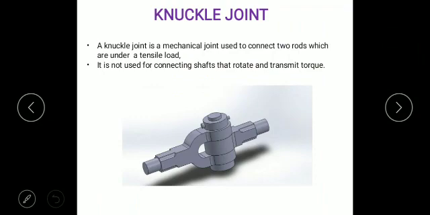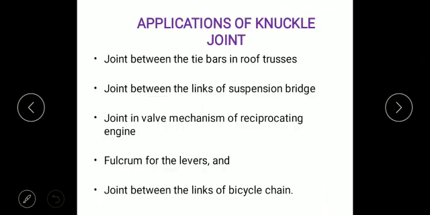Knuckle joint is a mechanical joint used to connect two rods which are subjected to tensile load. It is not used for connecting shafts that rotate and transmit torque. Again, like the cotter joint, this knuckle joint is also not used for connecting shafts that rotate and transmit torque. The knuckle joint is used to connect two rods which are under tensile load only.